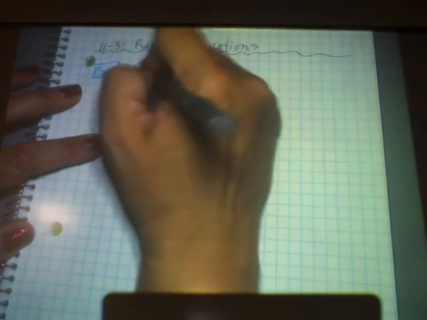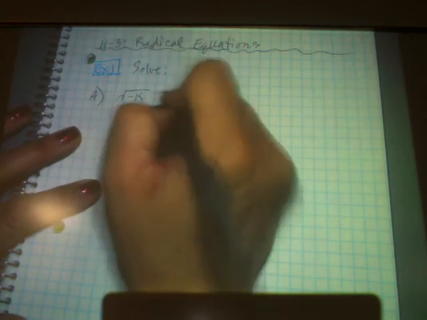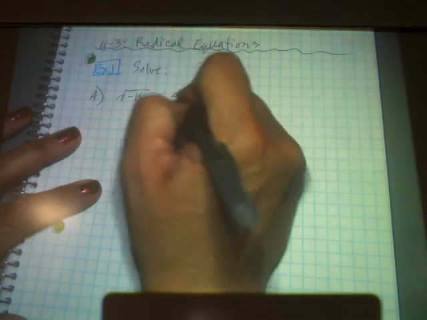Example 1. So you are to solve. We'll start out with something fairly simple. So this is question A. The square root of negative k is equal to 4. Remember, we're finding the principal square root. So unless there's a negative out in front, we're assuming we're finding a positive square root.